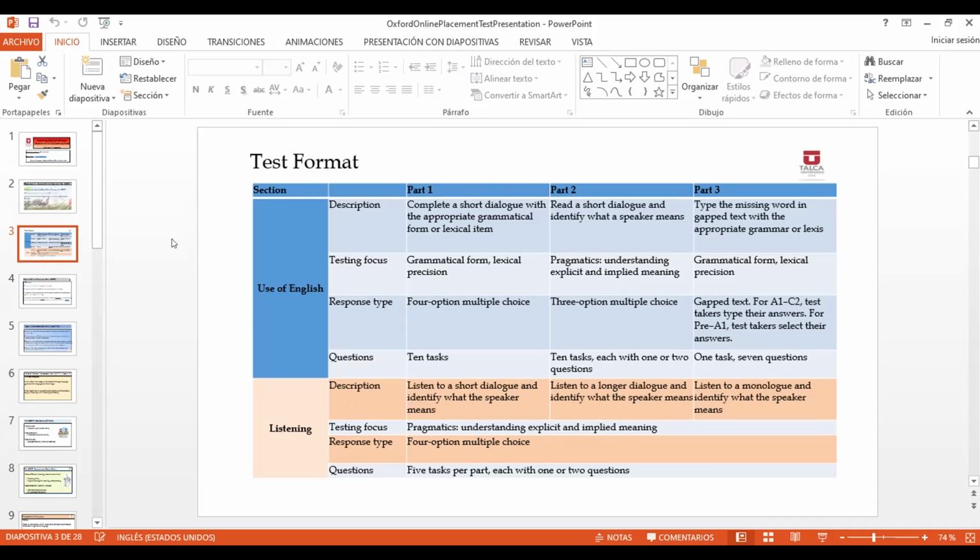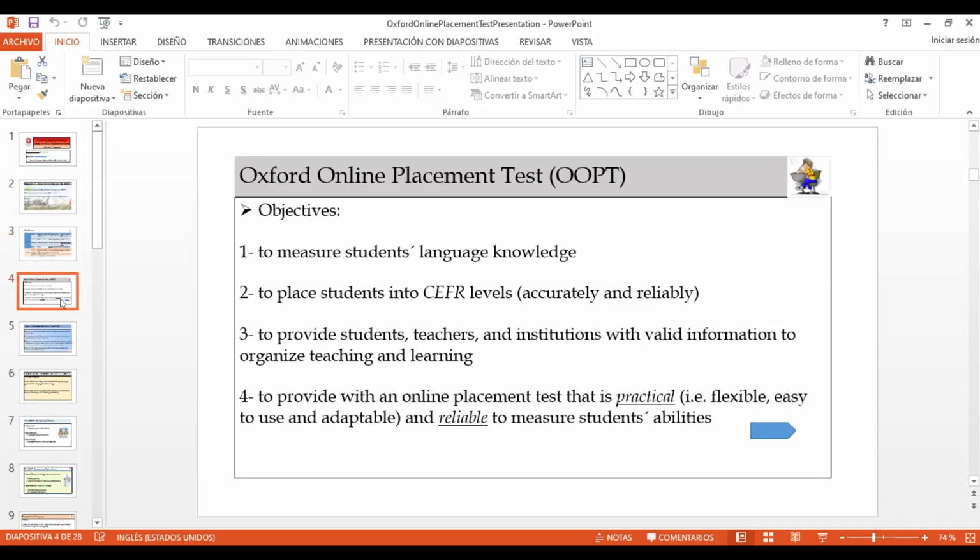Okay, so we will practice in order to analyze those items. So what does it try to do? It tries to measure the knowledge of language and to place students accurately and reliably into different levels of competence. It also gives information as regards teaching and learning.